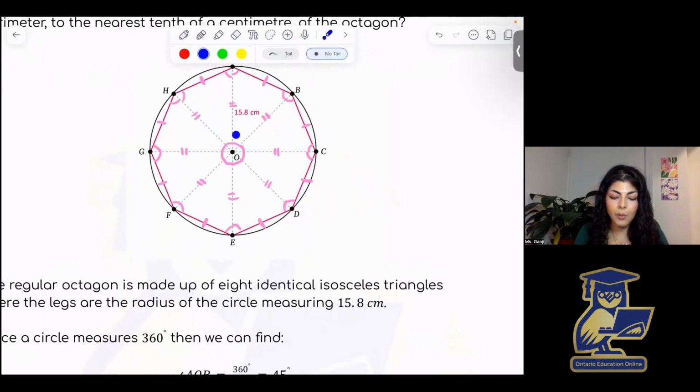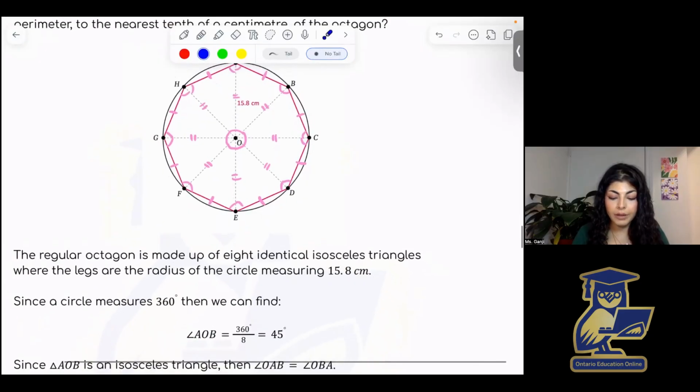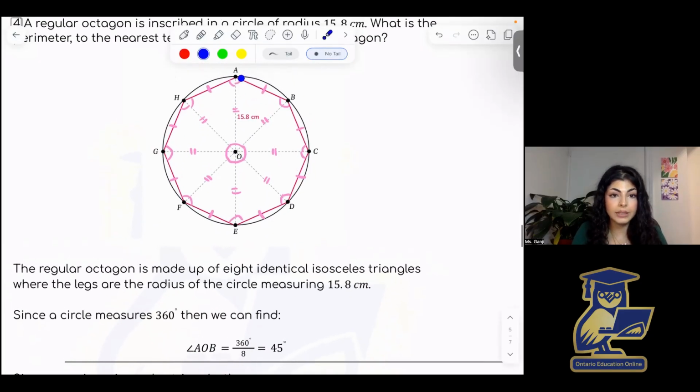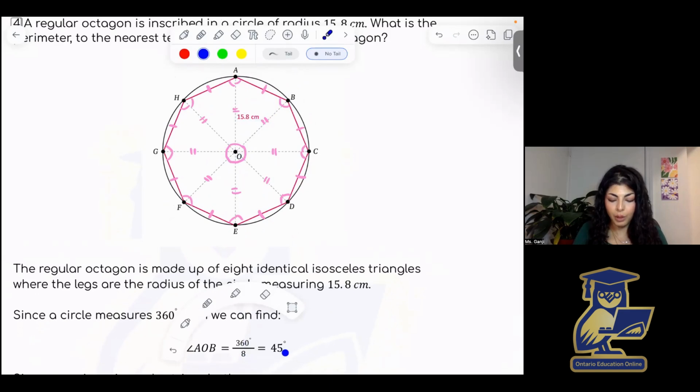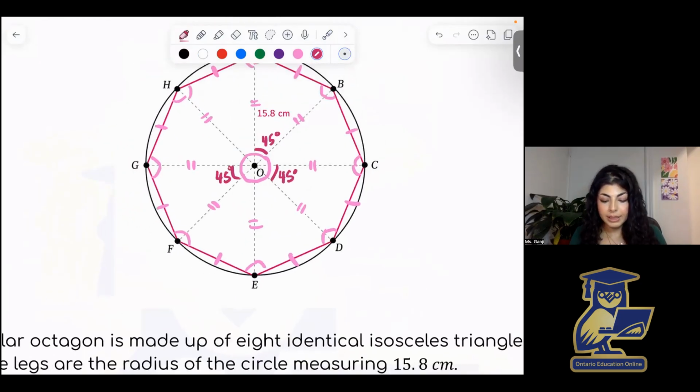Which means to find any one of these angles, we have to divide 360 by 8, which is what we are showing here. And just to avoid confusion, I do label this angle with its vertices. So AOB is equal to 360 degrees divided by 8, which is 45 degrees. So this is 45 degrees, so is this. So is this one, and all of these are 45 degrees.